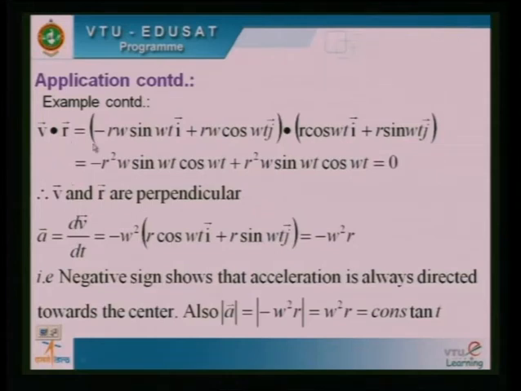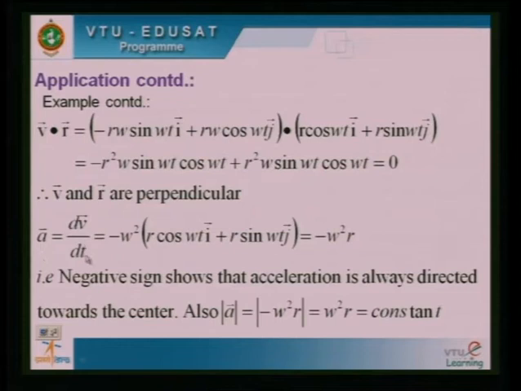Then you want to calculate v dot r. I have written the value of v, the velocity, and the r value is known. You know how we calculate a dot v or v dot r, you can multiply. I hope you will get r into r, r square omega into sin omega t cos omega t, plus r square omega sin omega t cos omega t, other terms become 0, and this is equal to 0, therefore v and r are perpendicular.